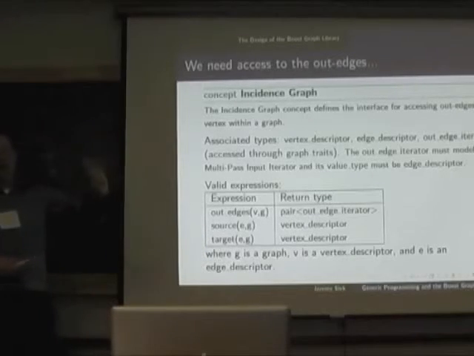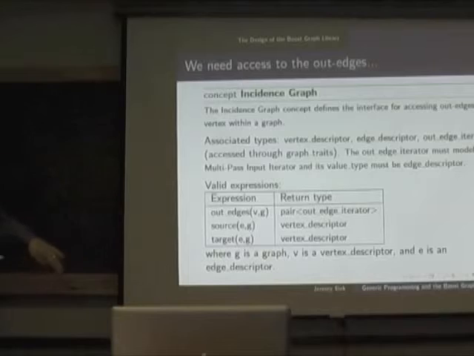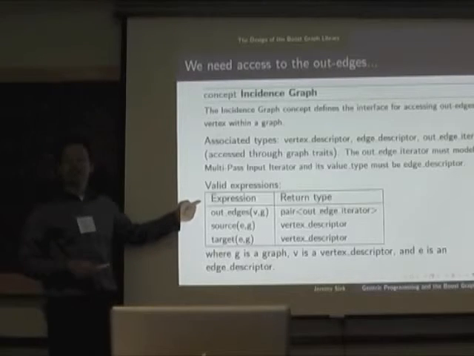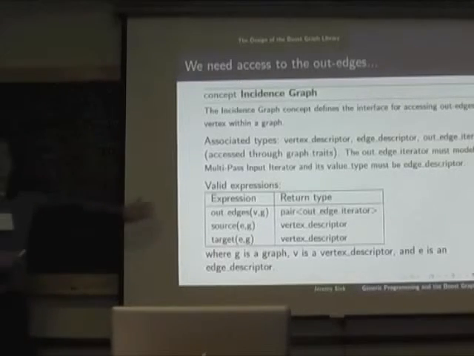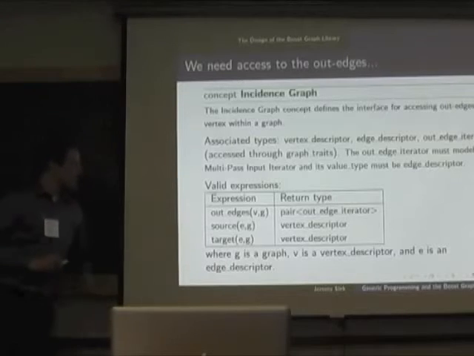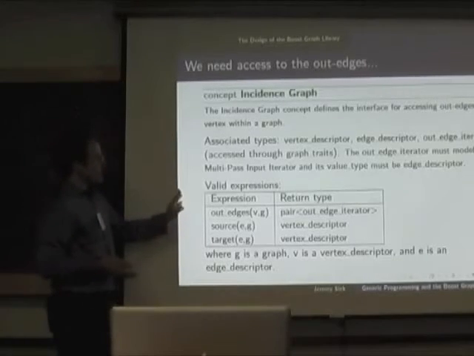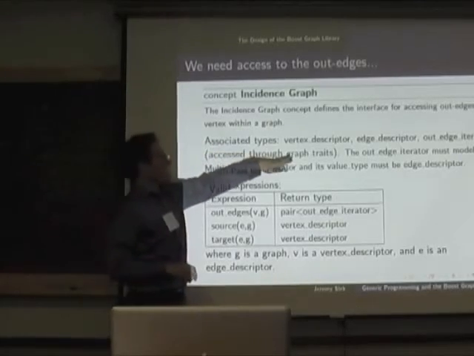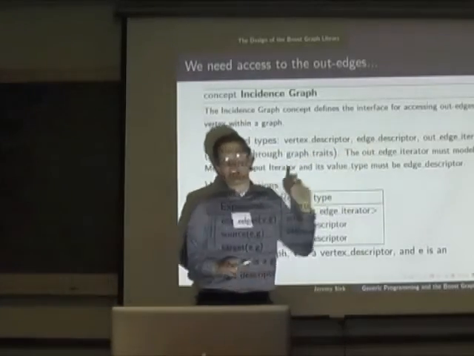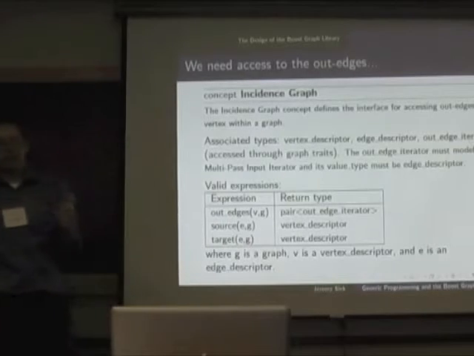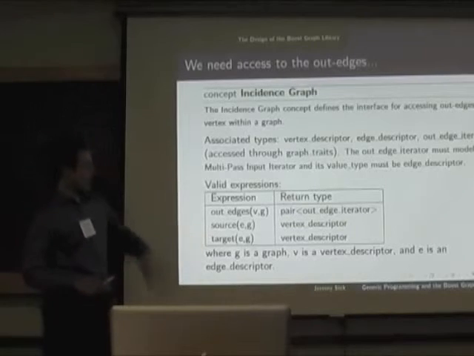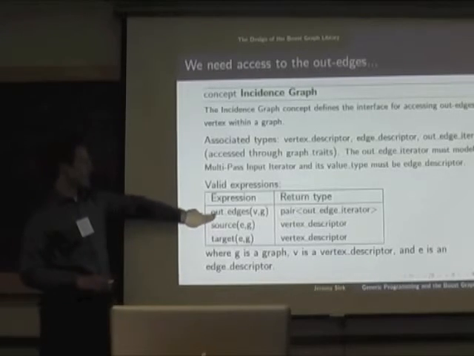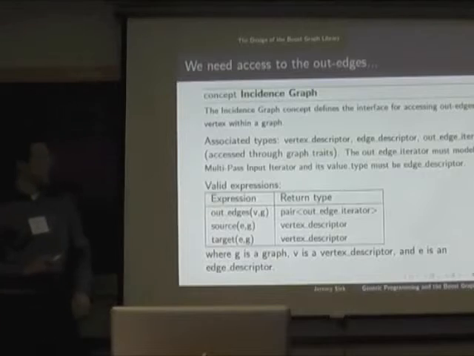Now there's a couple other concepts that I won't show you, but there are ones that allow you to access the in edges, and also there are versions that are undirected. But for depth first search, what we need is just to be able to access the out edges. And once you have an edge, I notice that I haven't hard-coded what an edge has to be. There's just this associated type, edge descriptor. If you're implementing a graph, you need to provide some type that provides a source and target function, and is the thing that you get when you dereference an out edge iterator.